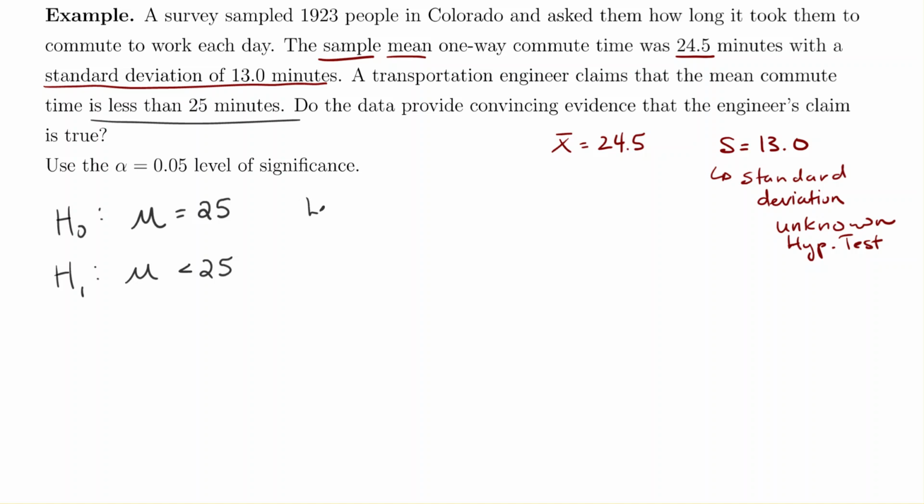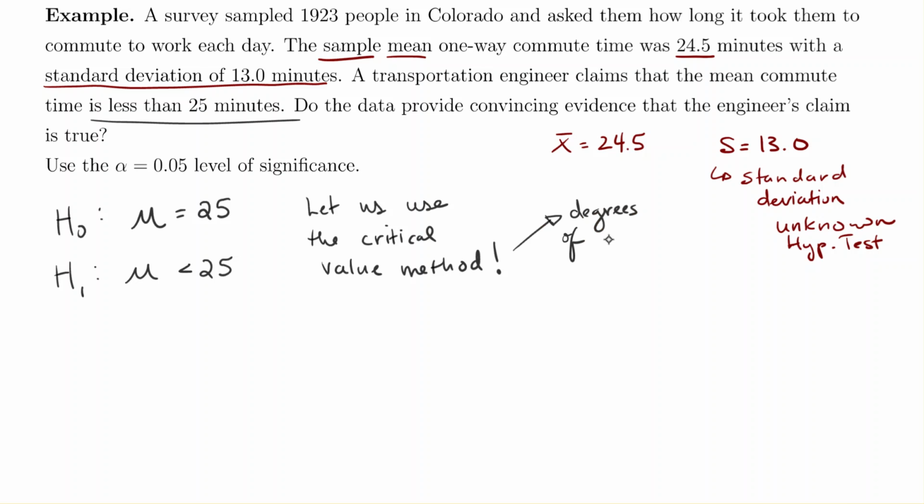Now, for this case, let us use the critical value method, and you can look back in your notes to find the critical value method. In the critical value method, whenever I'm dealing with standard deviation unknown, I need to use my student t-distribution chart, which means I need my degrees of freedom. The degrees of freedom is the sample size minus 1, that is 1922. I've got an alpha of 0.05 level of significance. Let's bring up the chart, and that will tell me my t alpha over 2 value.